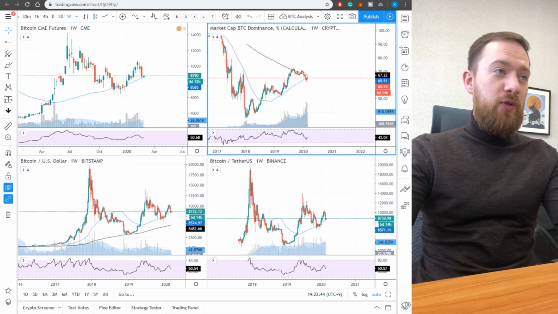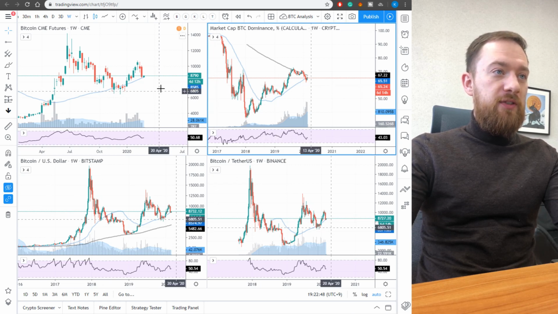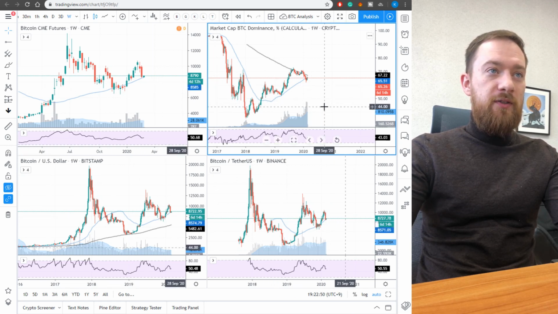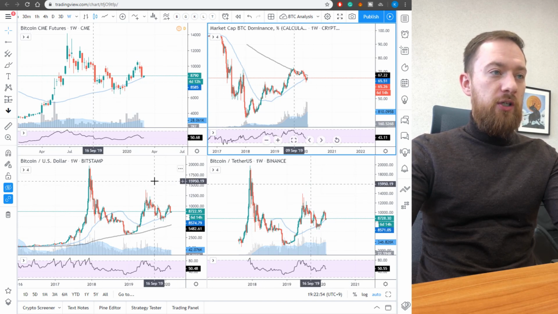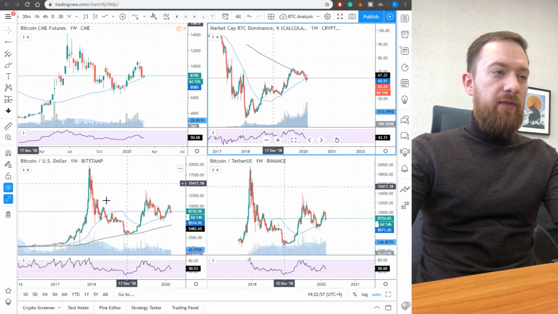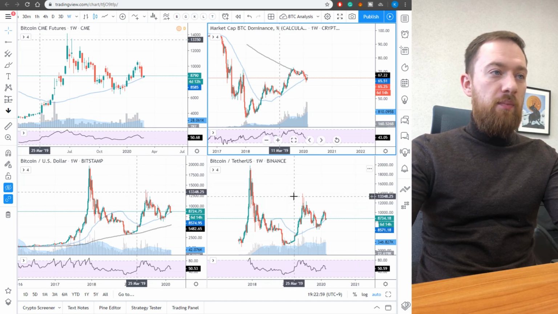As usual, in front of you, you can see the four different BTC price charts. The one on the top left is the CME futures, the one on the top right is the BTC dominance, and the two at the bottom are different price charts from different exchanges. The one on the left is Bitstamp, the one on the right is Binance.